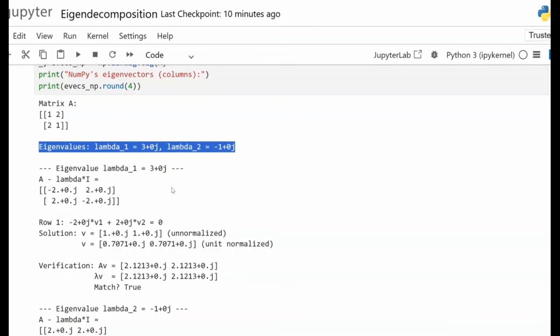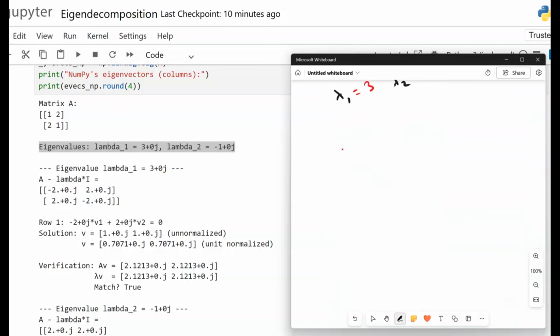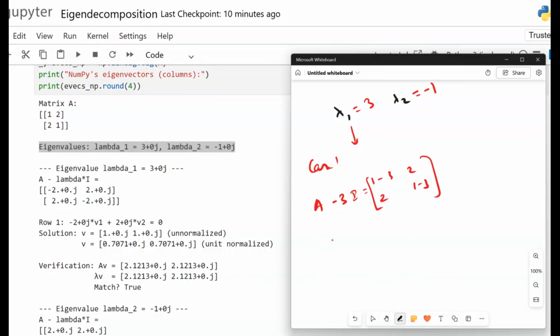So yes, we just got the exact eigenvalues here. And with this, let me compute the shifted matrix. Dear friends, kindly observe here. When we move on, case 1 is lambda equal to 3. Here A minus 3I is [1 minus 3, 2; 2, 1 minus 3]. This results in [minus 2, 2; 2, minus 2]. So this is the exact matrix.